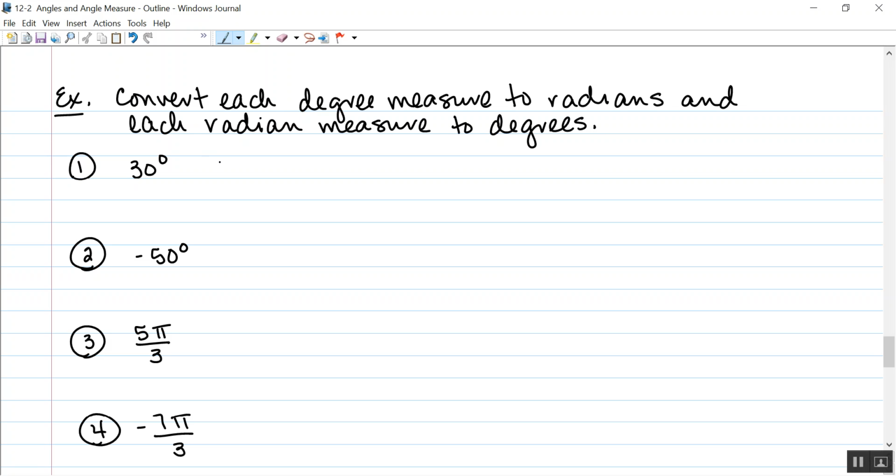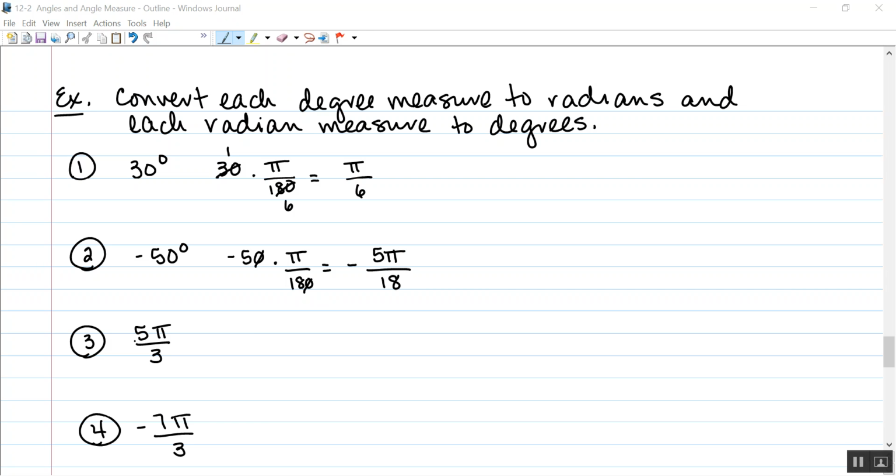So I'm going to need to use the multiplier that has pi on top. So I'm going to do 30 times pi over 180. Oops, forgot my fraction bar there. Okay, and canceling, that becomes a 1, that becomes a 6. So 30 degrees is the same as pi over 6. Okay, negative 50 degrees, multiply that by pi over 180. Okay, nothing cancels here except for my zeros, so that's going to be equal to negative 5 pi over 18.